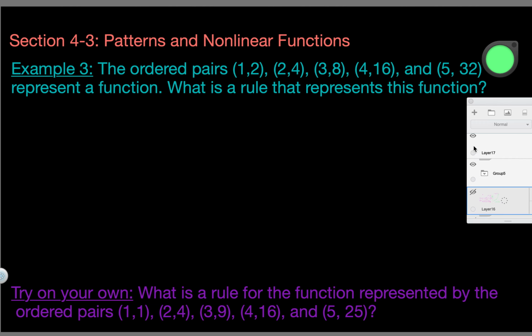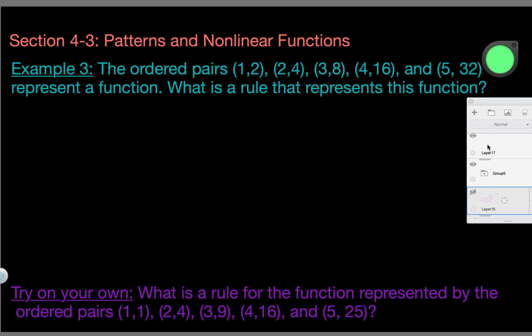So lastly, we just have one more problem. We have the ordered pairs (1, 2), (2, 4), (3, 8), (4, 16), and (5, 32). And they represent a function. So it wants us to figure out a rule that represents this function. So when it says a rule, it really wants an equation.